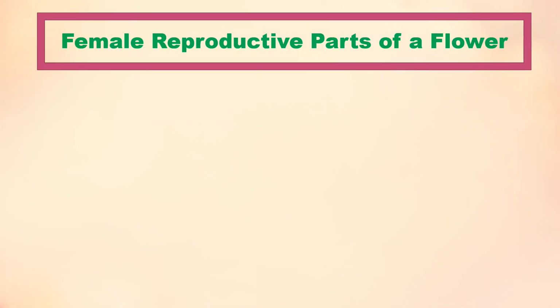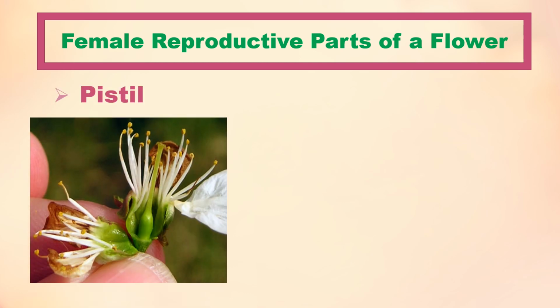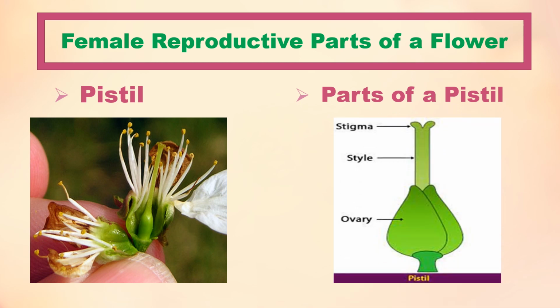Female reproductive part of a flower. The pistil is the female part of a flower. It consists of a stigma, style, and ovary. Style. What is style? The style is a stalk that connects the stigma to the ovary. It is tall enough to trap pollen grains.